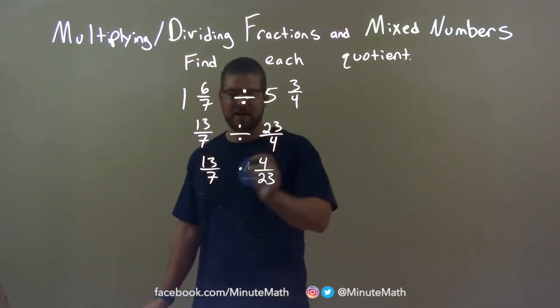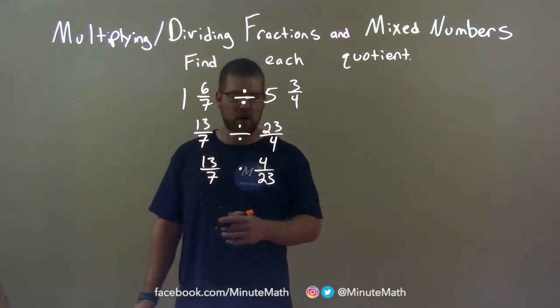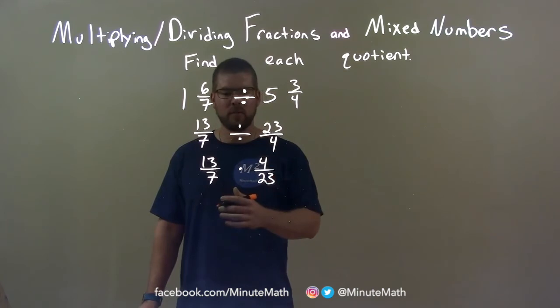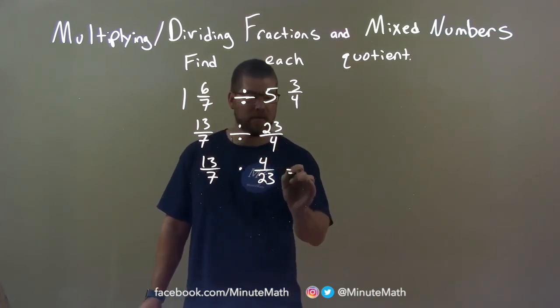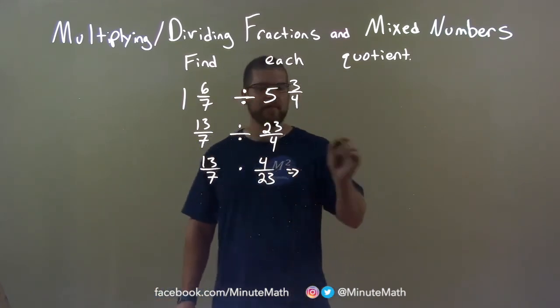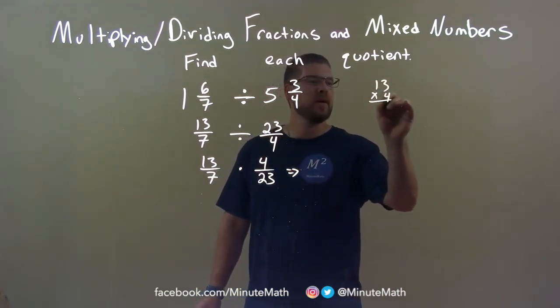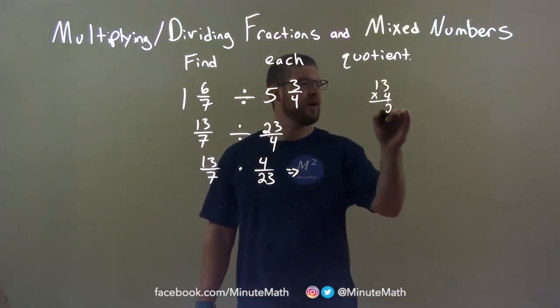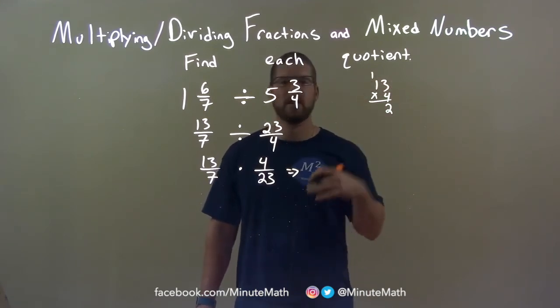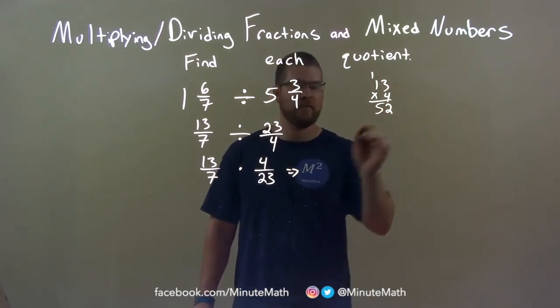Can I simplify in any way? Unfortunately, no. So now we have to multiply across the numerator and multiply across the denominator. Okay, so let's go look at that. 13 times 4. 4 times 3 is 12, 2 carry the 1. 4 times 1 is 4, plus 1, 5. 52.